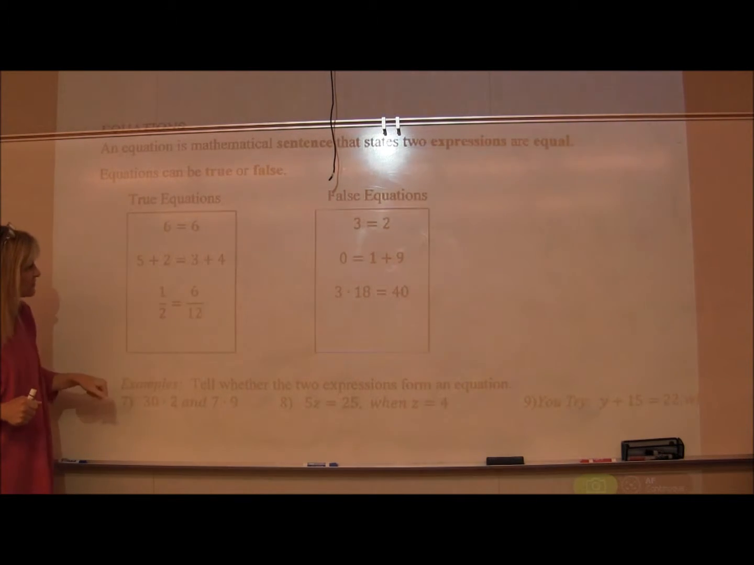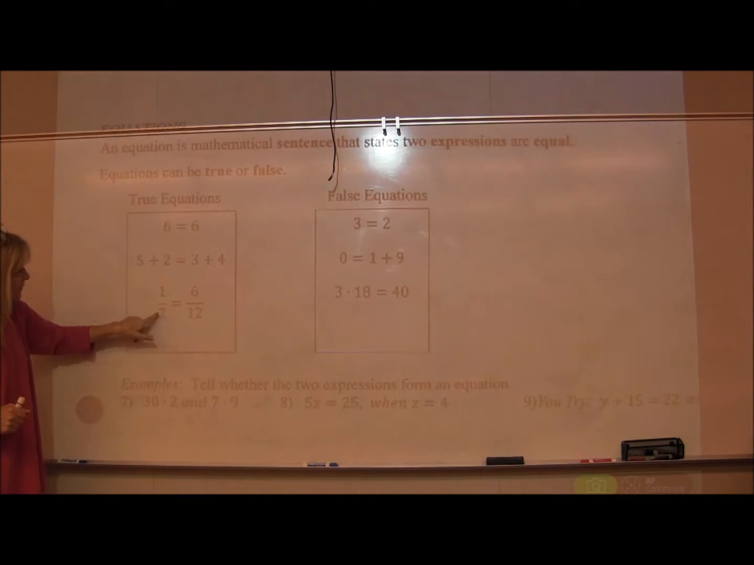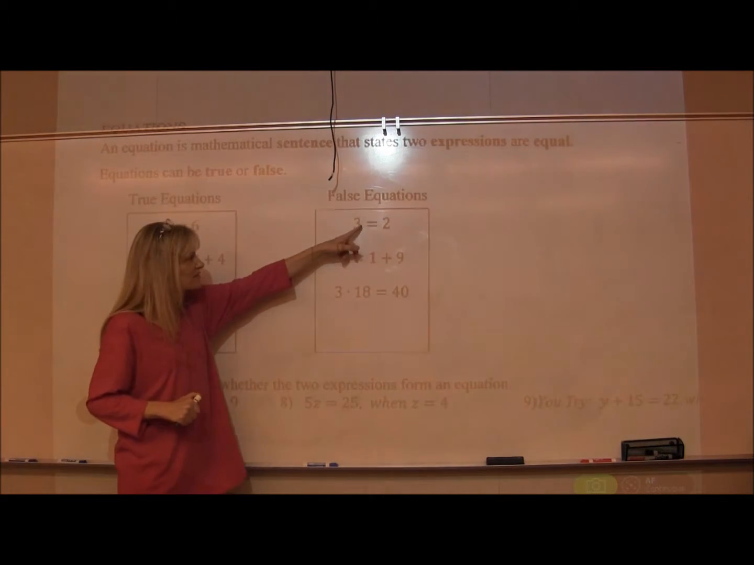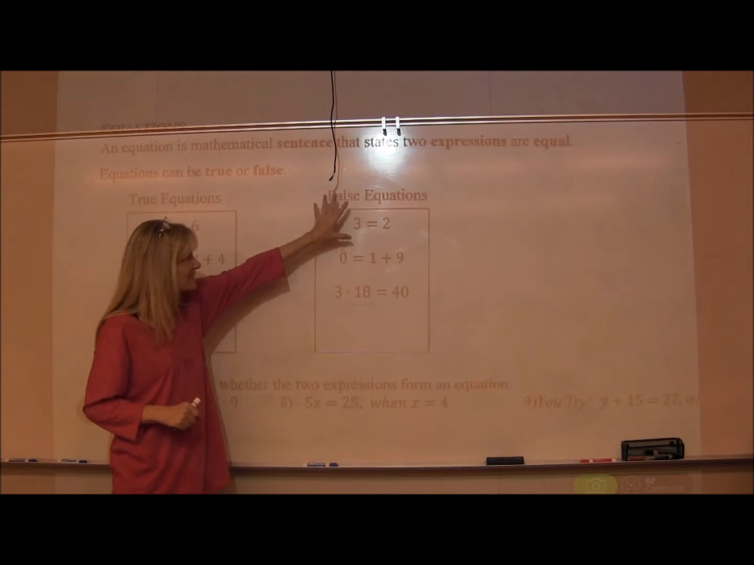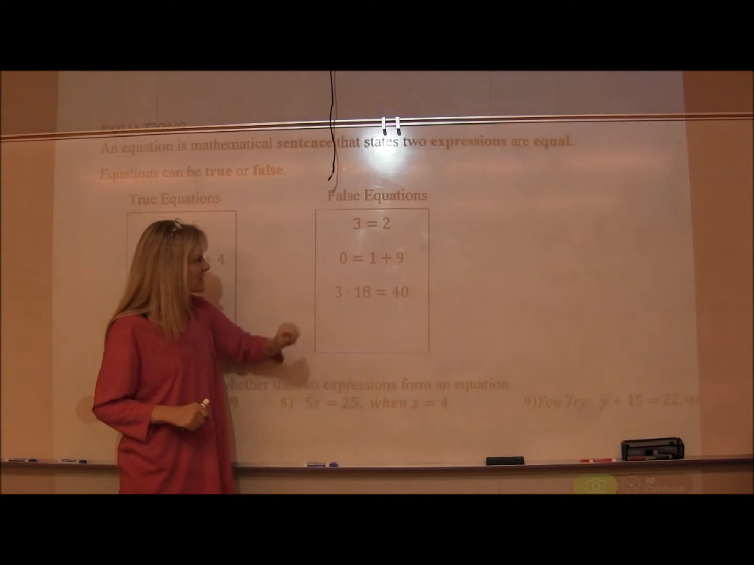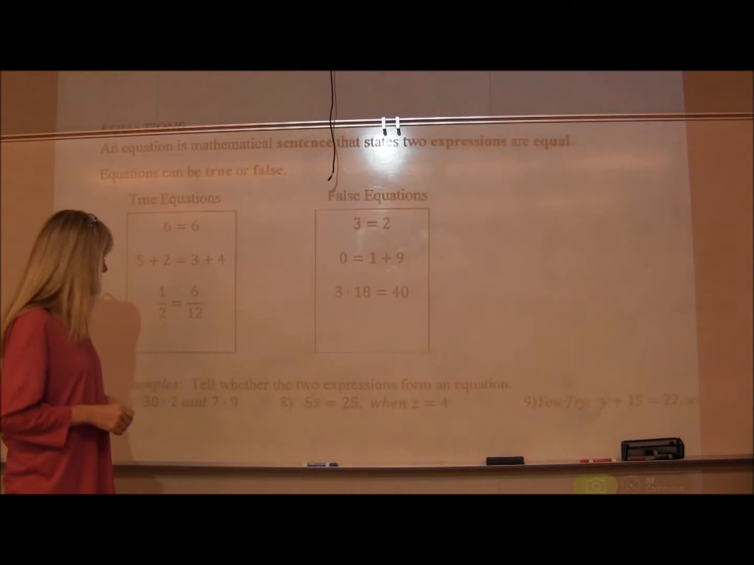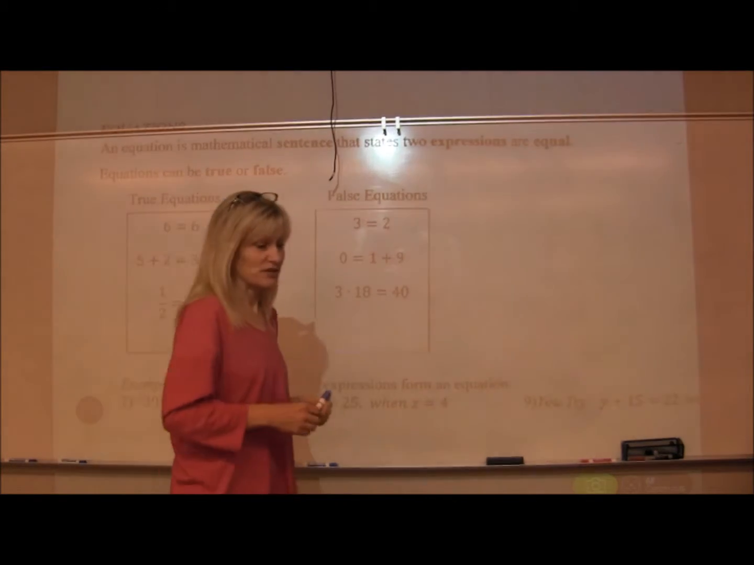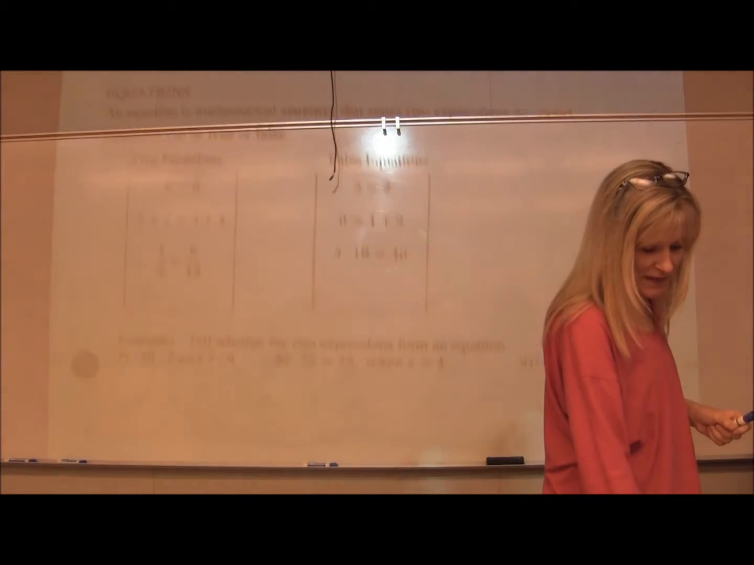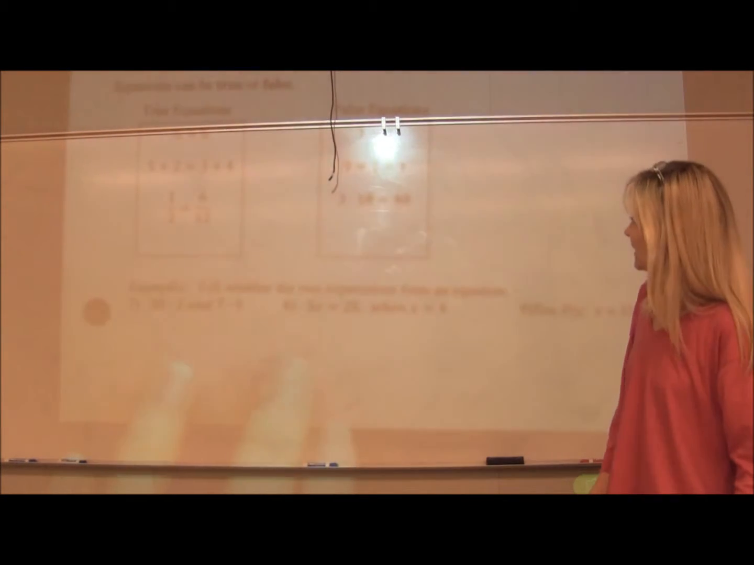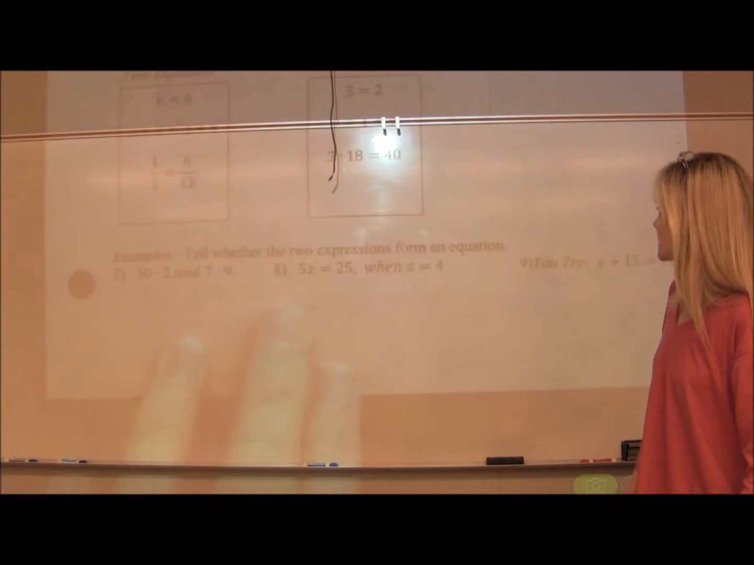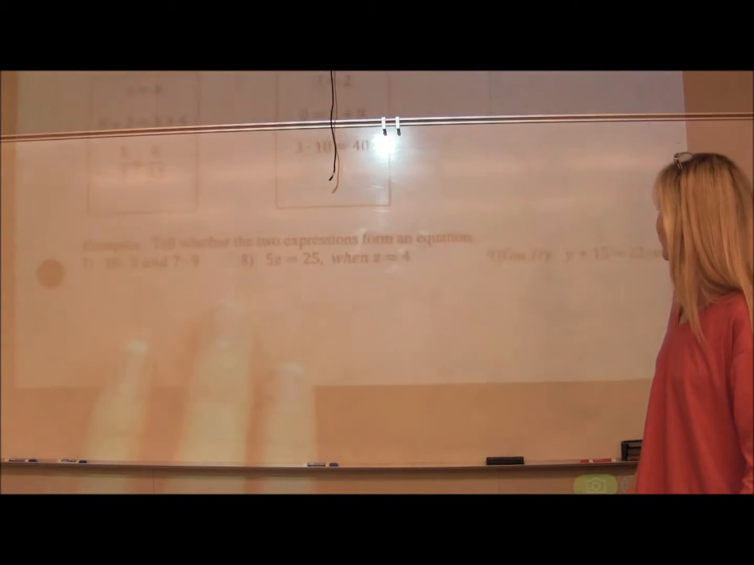5 plus 2 equals 3 plus 4. This is a true equation too because 6/12 is 1/2. These are false. 3 doesn't equal 2. So that's a false equation. 0 doesn't equal 1 plus 9, and 3 times 18 does not equal 40. So I can say it, but that doesn't make it true. Okay, so we're going to tell whether the two expressions form a true equation.